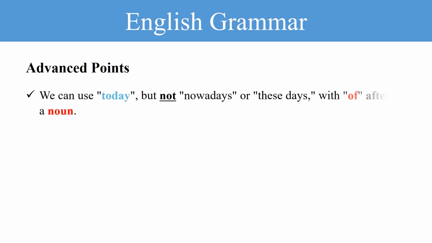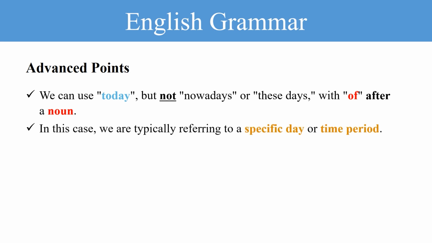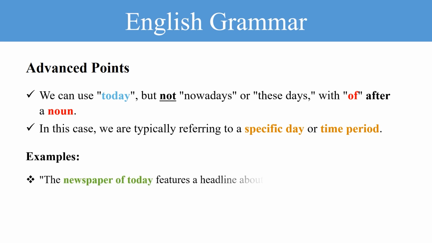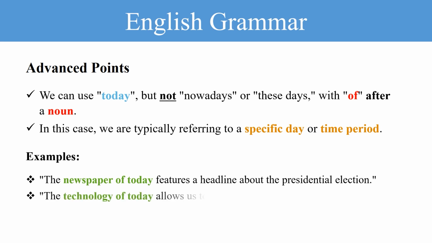We can use today, but not nowadays or these days, with of after a noun. In this case, we are typically referring to a specific day or time period. Examples: the newspaper of today features a headline about the presidential election. Here, today is used with of to refer to the newspaper that was published on a specific day, which is implied to be the current day. Another example is, the technology of today allows us to do things that were once impossible.